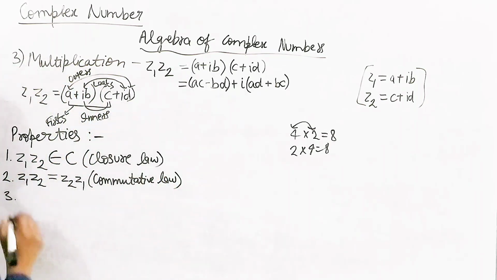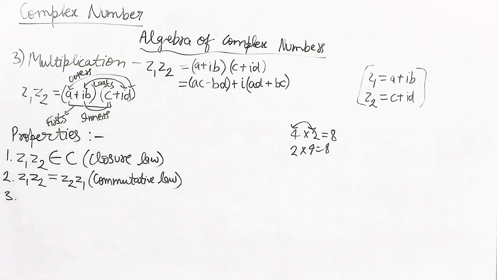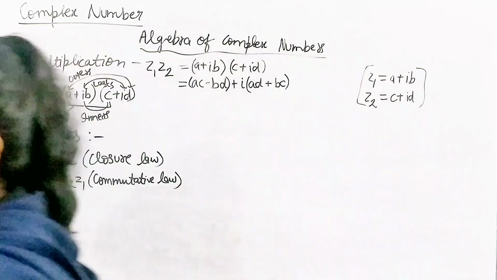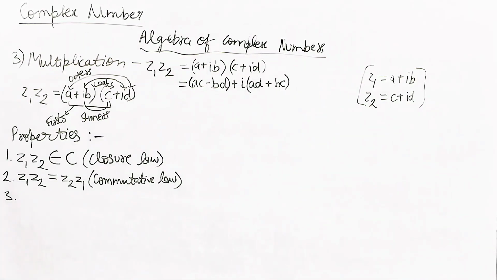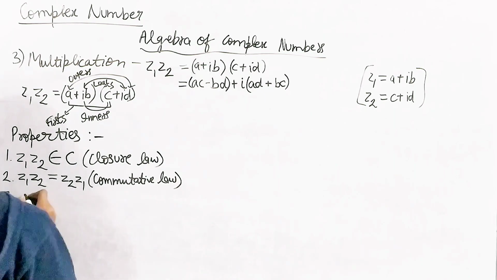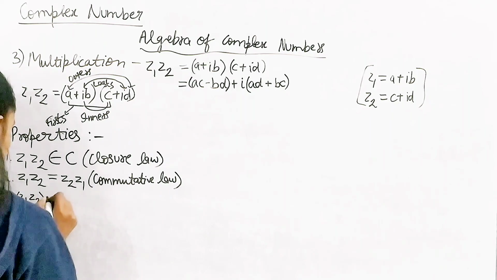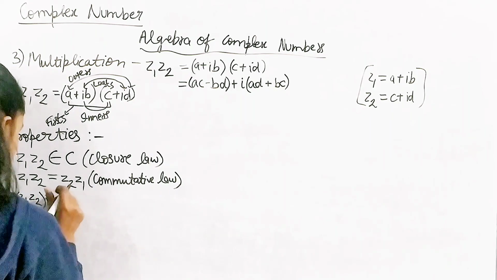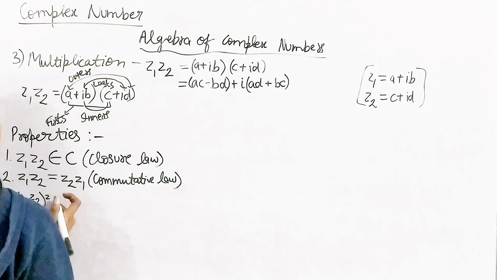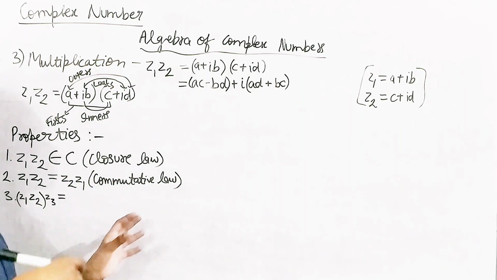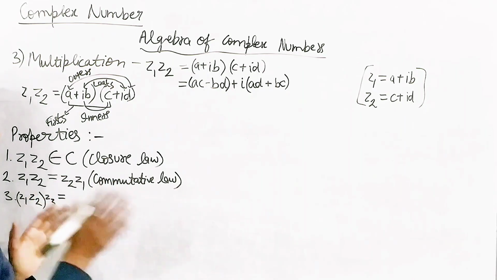And let's move on to the third property, and let me just clean this. So the third property is related to associative law. Associative law. So what is it saying? It's saying Z1, Z2, Z3. Okay, so we have one more complex number. This one too is all about order, nothing else.